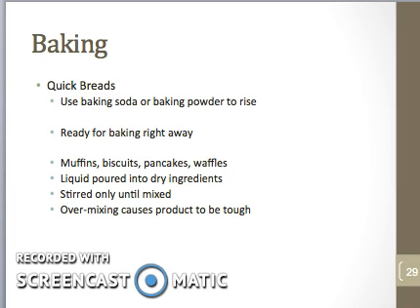So with quick breads, basically what you do is you mix all your ingredients together, you pour it into a pan of some sort or onto a skillet. You stir it only until mixed. You don't want to over stir it because you don't want to develop extra gluten, and it causes your product to be tough.